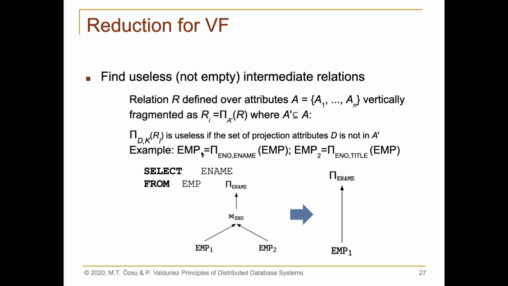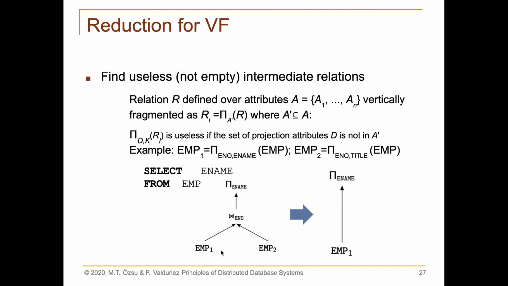Let's take this example, for instance. Let's say employee 1 is a vertical fragmentation of the employee table by attributes employee number and employee name. And also, let's say employee 2 is a vertical fragmentation of relation employee over attributes employee number and title. And now let's take this user query, which projects employee name from employee. So assume we have two employee subrelations, employee 1 and employee 2, that are derived from the main relation employee.